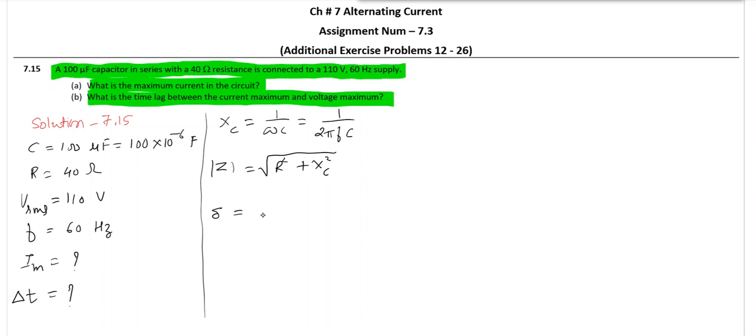Tan of delta is XC by R. So delta is tan inverse of XC by R. To convert it into radian, you have to multiply it with pi by 180, so don't forget it. So now I can say that I maximum is V maximum by mod Z, and if you don't have V maximum, you can multiply V RMS with root 2 divided by mod Z, and that is your answer 1.